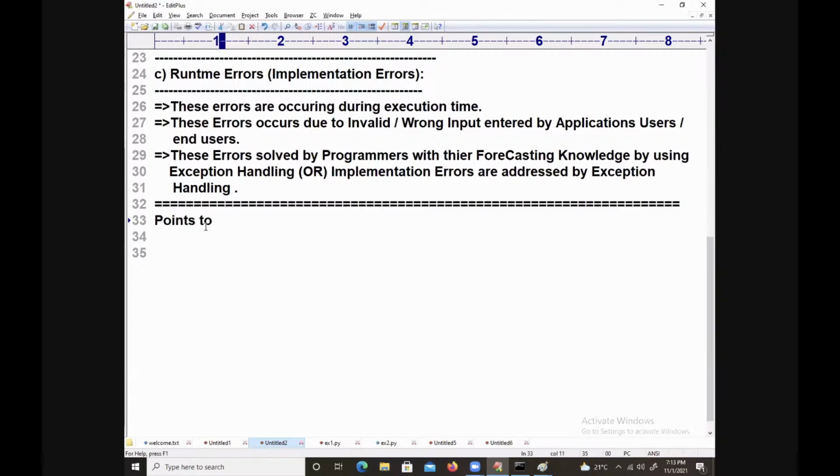I am explaining very nice building points, five to six points. Points to be remembered in exception handling. I am just going to explain this, very, very simple. First point, dear students. Whatever I am explaining, you try to confirm it.